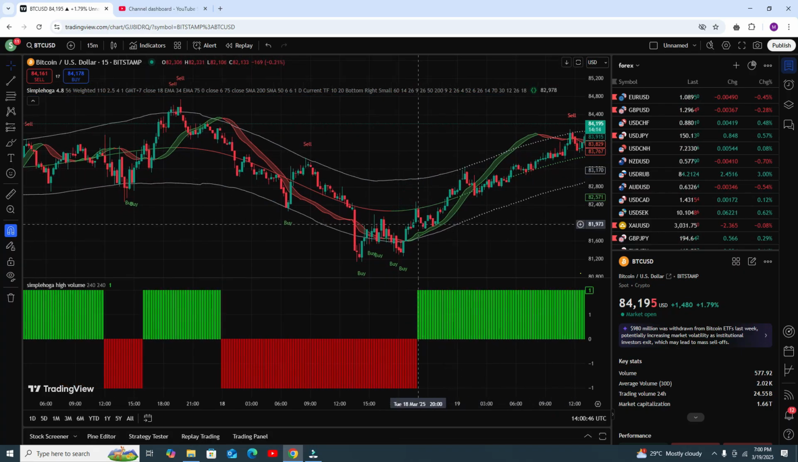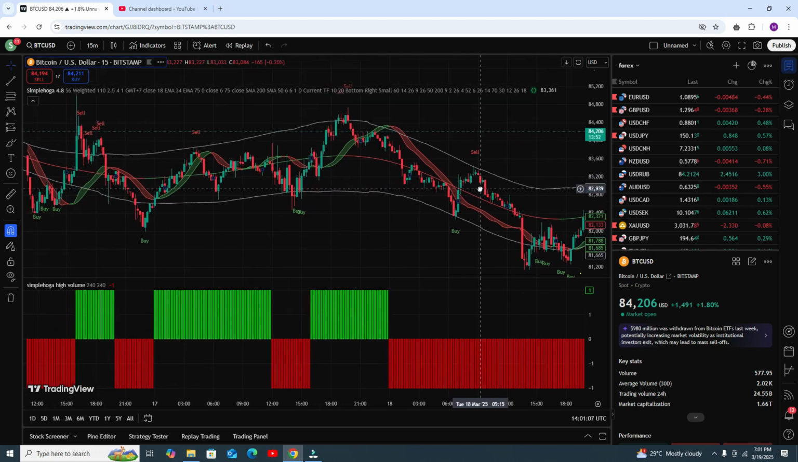When you got the position, the price of BTC was 81,982, and now the market is 84,195. It's more than a $2,000 movement. That is actually a very good movement. Okay, now let's move further.